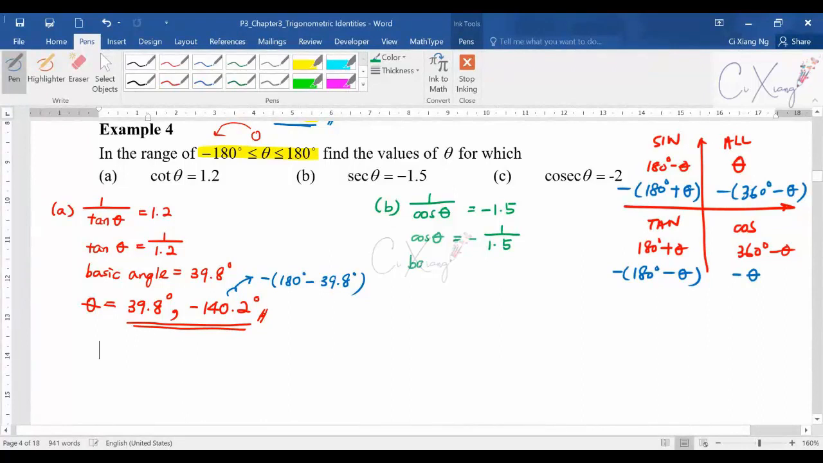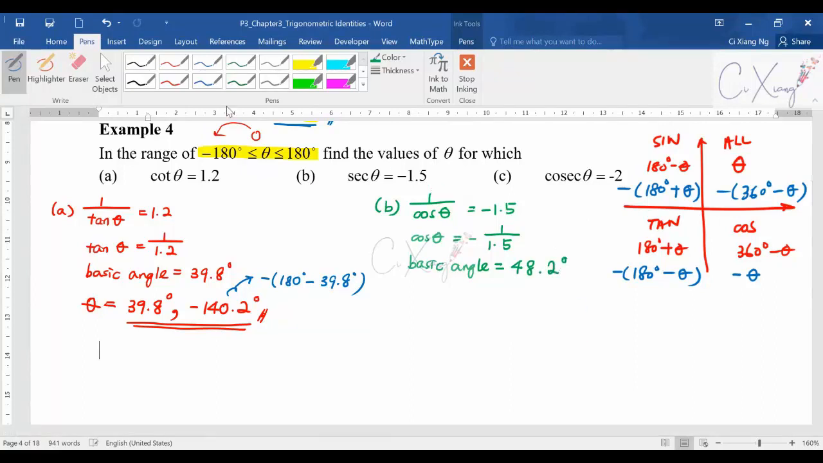But when I want to get the basic angle, don't press the negative sign in your calculator. Ignore all the negative signs for the basic angle, alright? So for the basic angle that we get here, it should be 48.2.